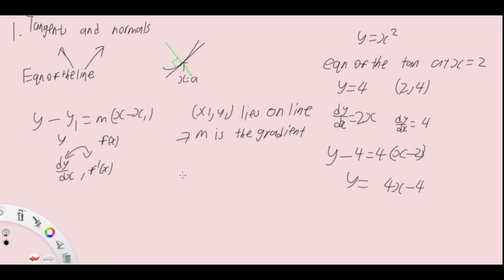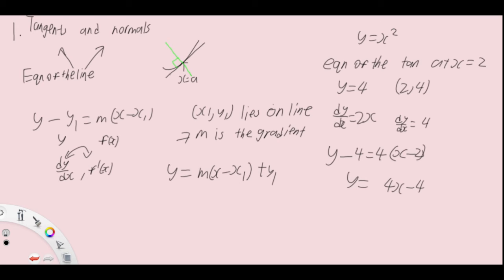Is there another way of doing it? Well, not really, but what I like to do is that instead of having y minus y1, I have m bracket x minus x1 plus y1 instead, so that I can just immediately solve the equation. It works the same as well.